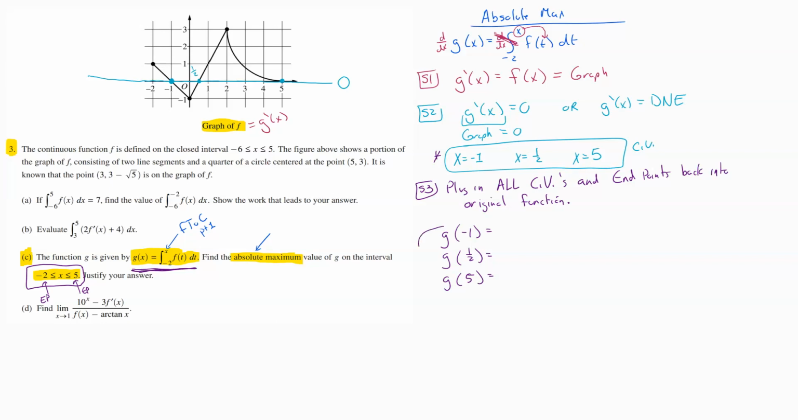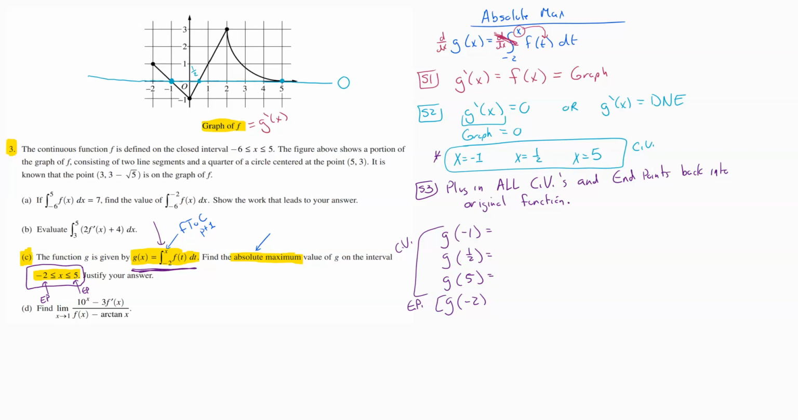And then, so those are all my critical values. And then I also need to know what does g of -2 equal, the other endpoint that wasn't included up above. And so here, this is just function notation. Function notation works the same no matter if you've got a pretty equation to plug things into or if it's an integral function. So we're using that original function.